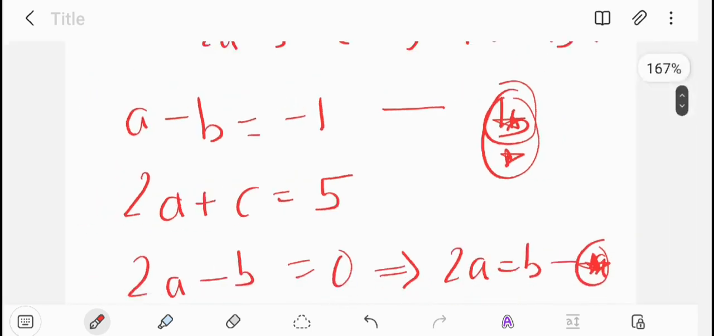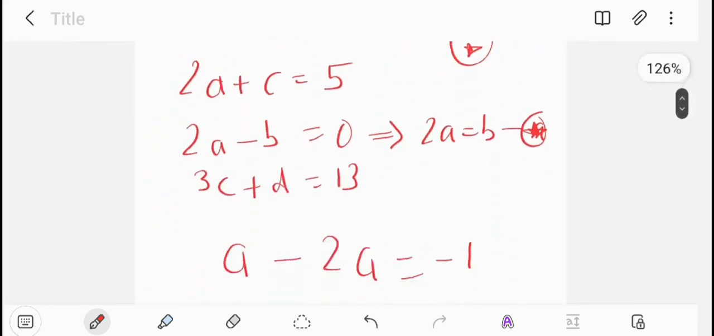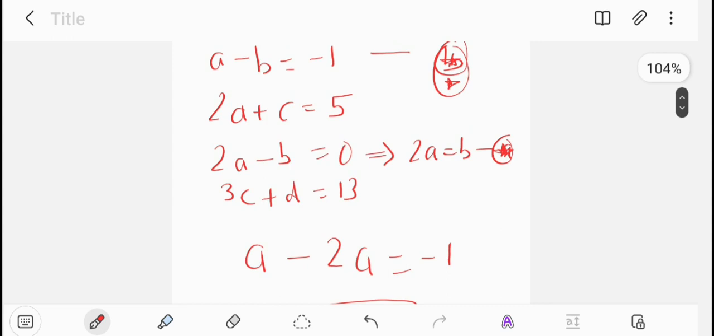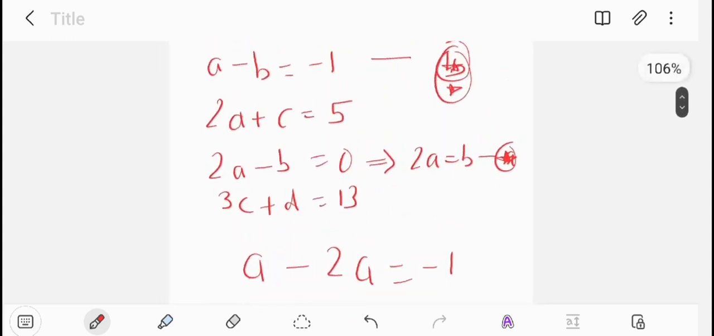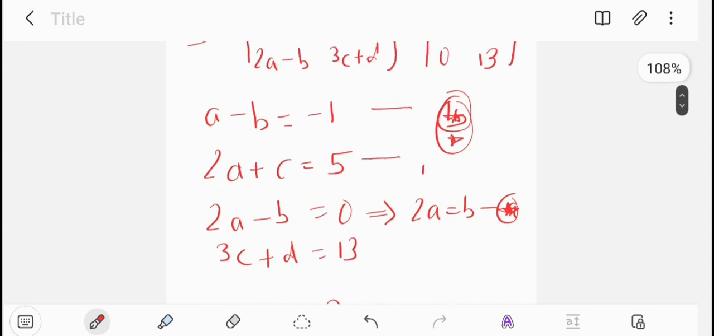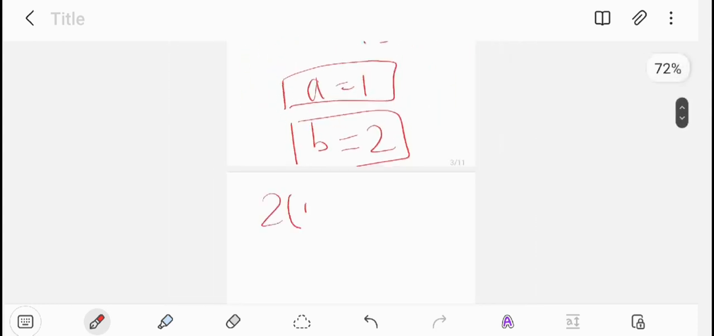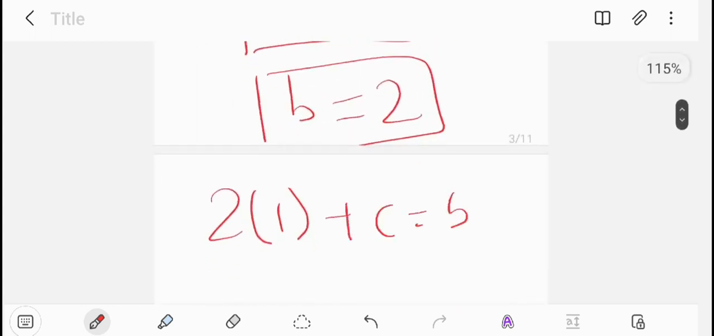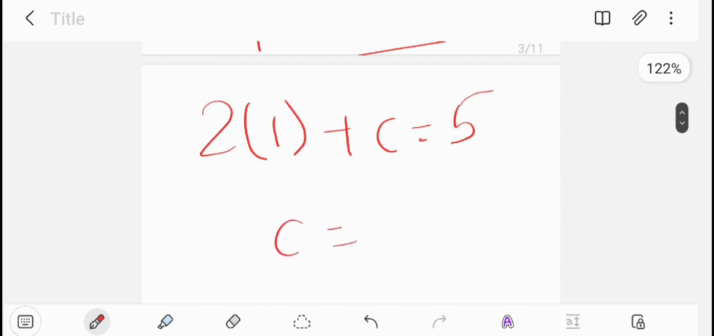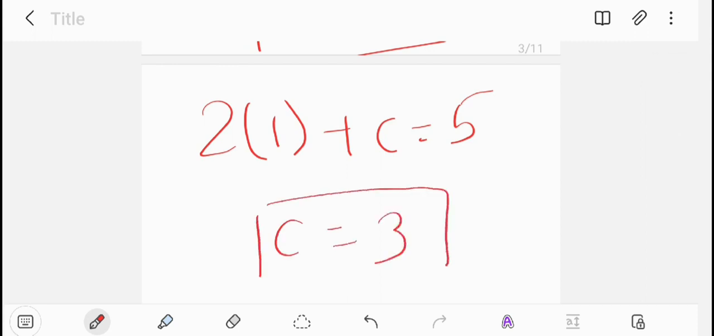So just to avoid the confusion, you can mark in this way. So we have found A value and B value. Now simply substituting A value in, let's say, triple star equation, what do I get? I get 2 times 1 plus C is equal to 5, which gives me C is equal to 3.